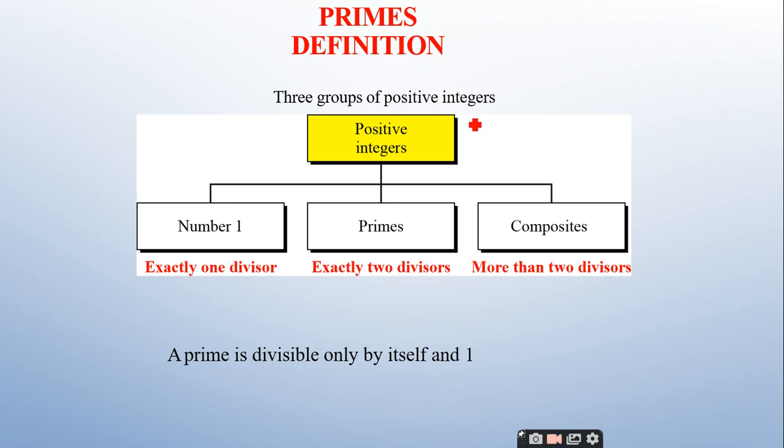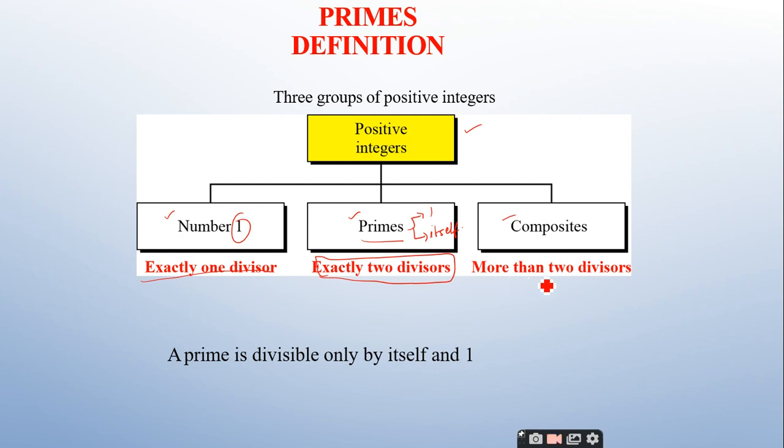So if you take the set of positive integers, the set of positive integers is divided into 3 groups. The first one is a single number 1. Why? Because it is having exactly one divisor. Am I right or not? And the second category is the primes, which has exactly 2 divisors. Those 2 divisors are 1 and itself. So if a number is having the divisors as 1 and itself, those numbers we call prime numbers. And the third category is the composite numbers.